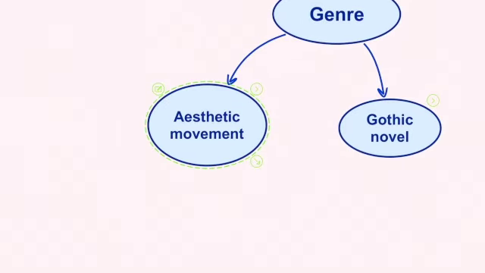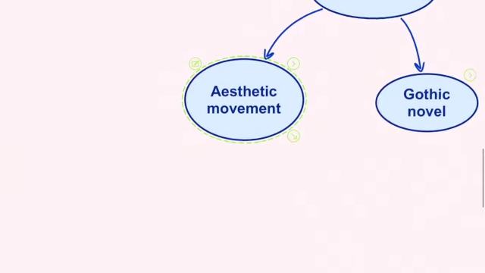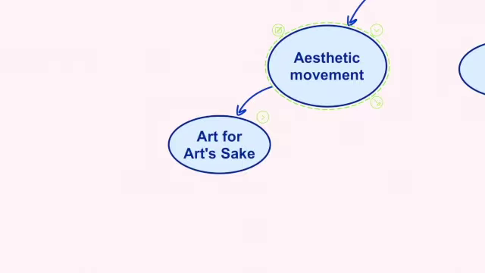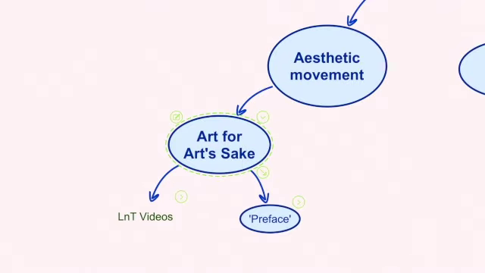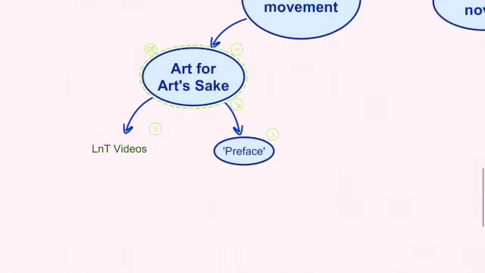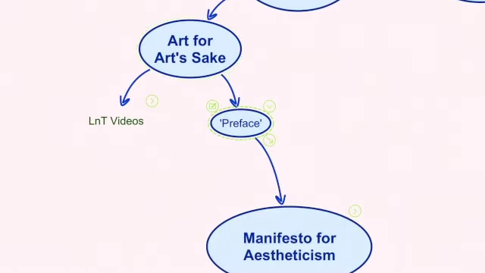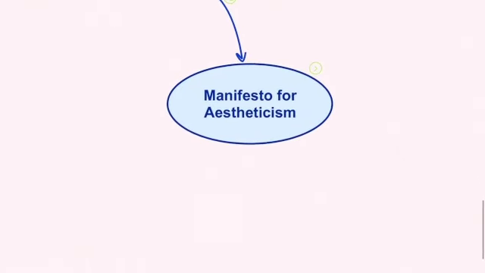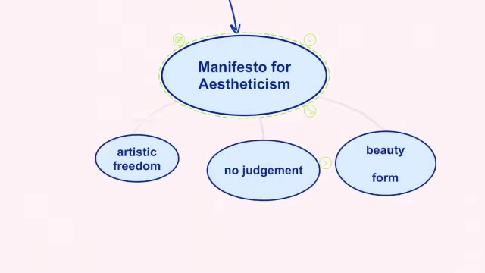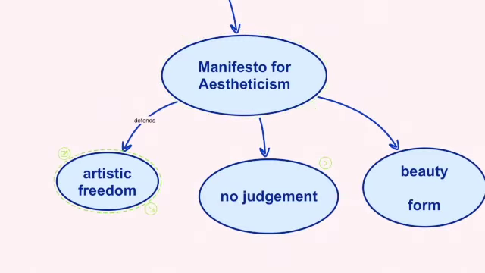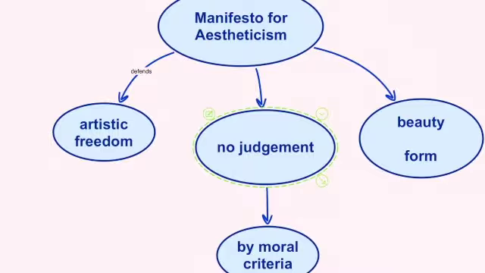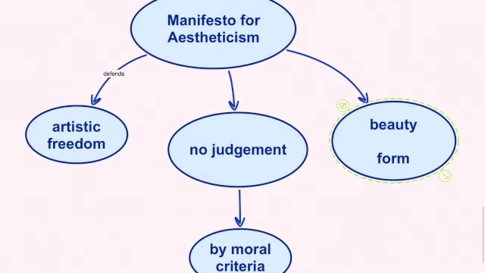This is connected to the principle of art for art's sake, which Wilde defends in his preface to the 1891 novel. The preface is a manifesto for aestheticism, and it's built around 3 related ideas: artistic freedom, the belief that art is not a moral instrument, that means the rejection of judgment by moral criteria, and the idea that beauty and form are more important than anything else. What this means is that aesthetic value and ethical value are 2 different things for Wilde.